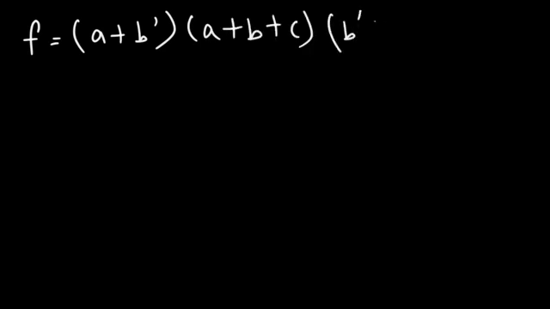Now let's consider another example. So let's say that F is going to be A plus B prime, and then times A plus B plus C times B prime plus C prime. Go ahead and draw a block diagram. Now the last example was a sum of products example. This one is known as a POS, which is product of sums.